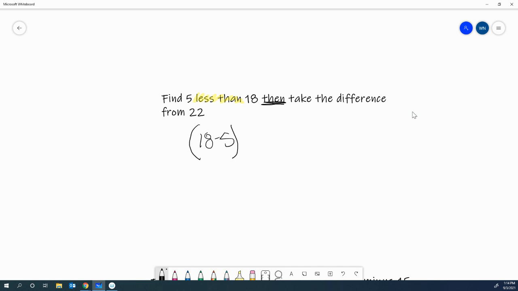Take the difference from 22. We know that difference means subtract. If you say 18 minus 5 minus 22, you're not taking it from 22. We're going to say 22 minus, in parentheses, 18 minus 5. Because this way, we're taking the difference of 18 minus 5, which we know is 13, from the 22. This one gets wordy, but you will have tons of practice, so no stressing.